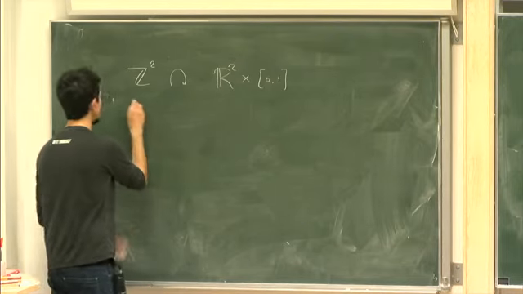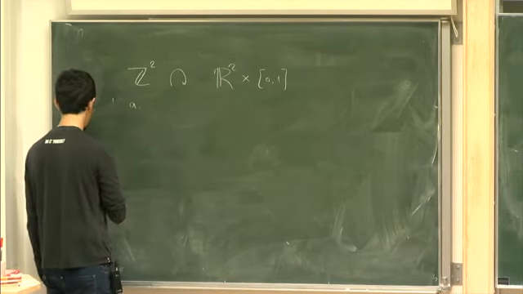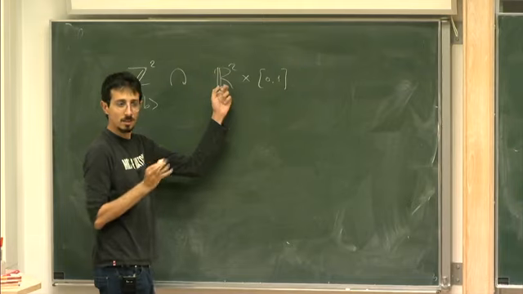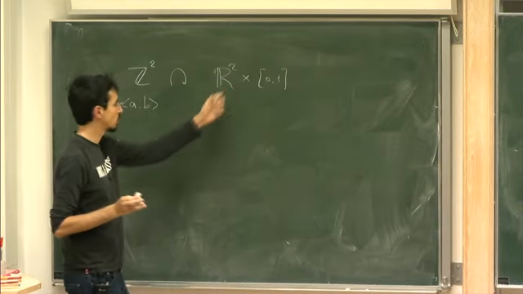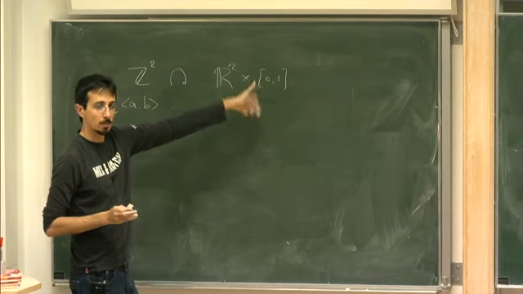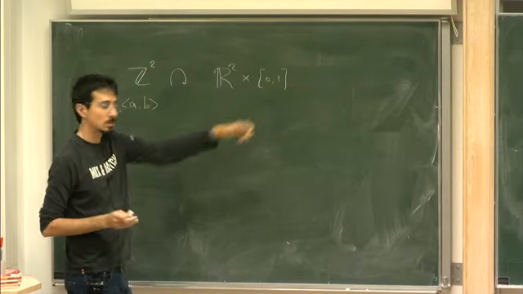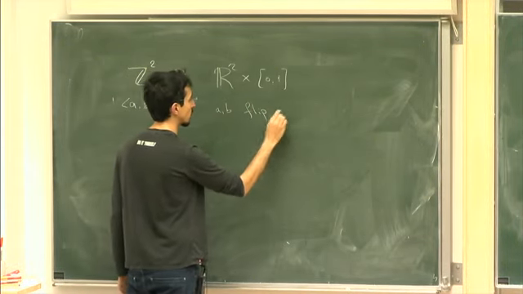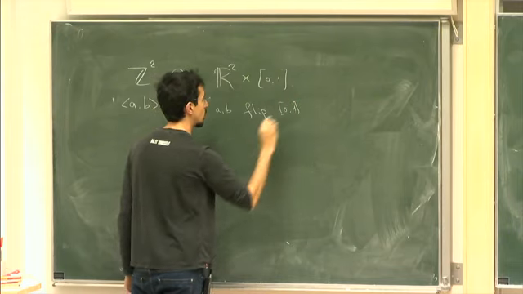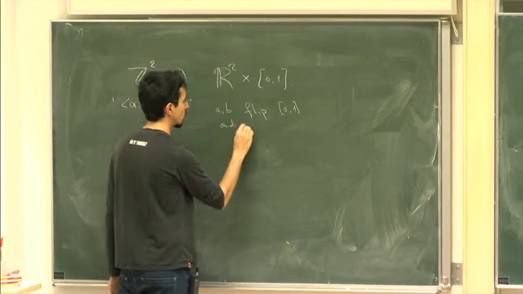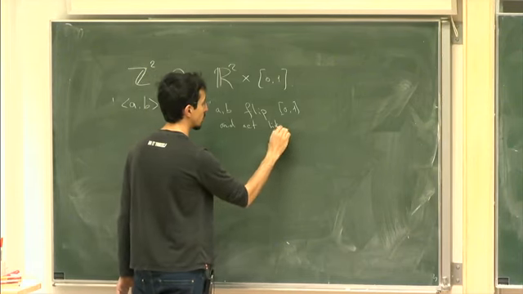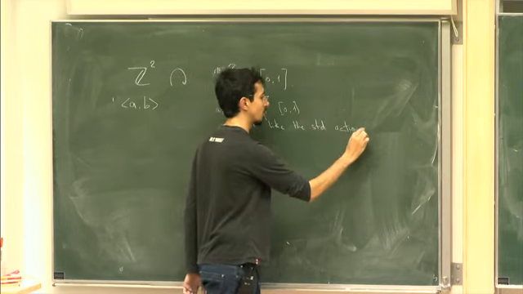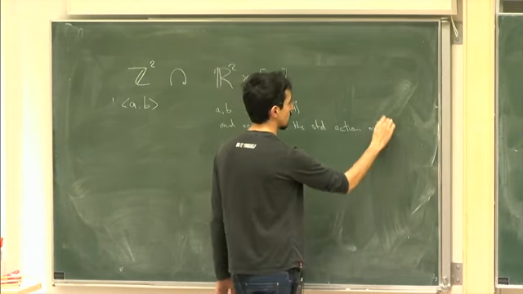So let's say the generators here are A and B. So A and B are going to act on R2 as the usual action of Z2 on R2. But what they're going to do is flip this interval. Okay. So A and B flip the interval and act like the standard action on R2.